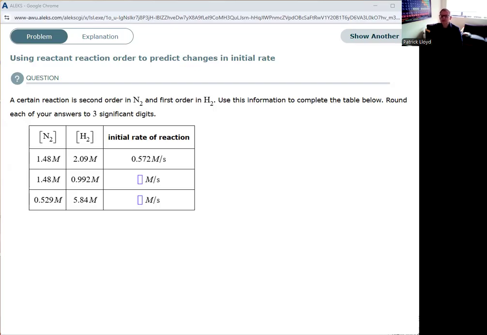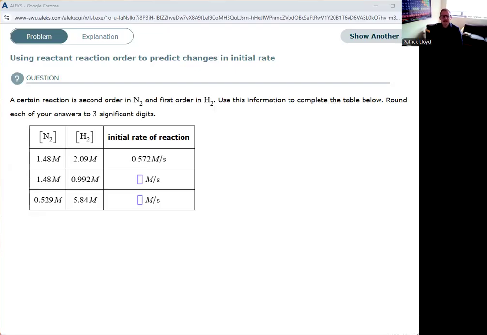In the first experiment, the concentration of nitrogen is 1.48 moles per liter, right? Molar. Hydrogen is even higher, 2.09 molar. Those are pretty high concentrations, and the initial rate of reaction is 0.572 molarity per second. So it's a fast reaction.